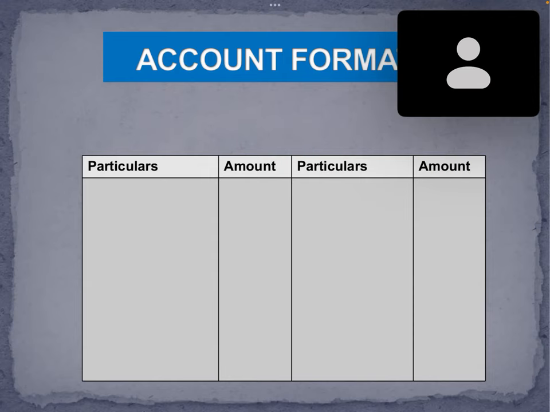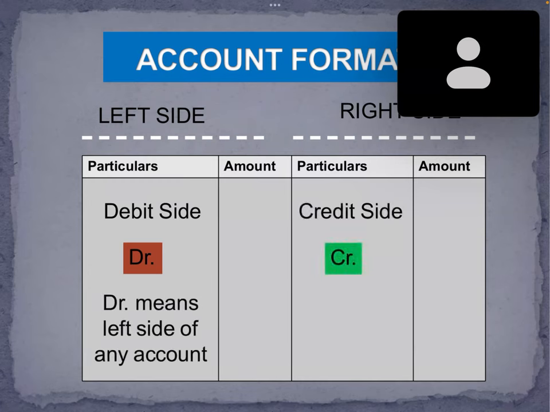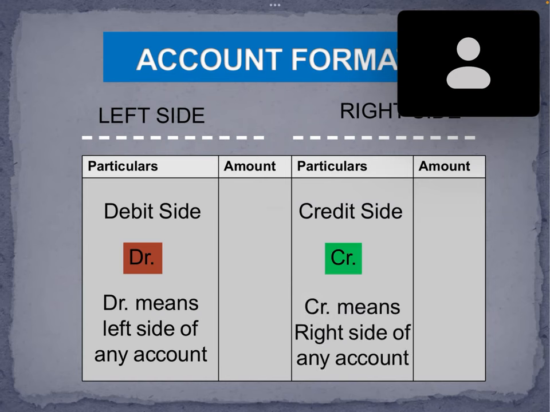And these four columns can be broadly classified into two sides. In fact, there is a left side and the right side of the account. Left side of the account is called the debit side. This is called the debit side. And debit side is indicated by DR, which is the sign that we use for the debit side. And right side of the accounting table or the format of the account is called the credit side. And credit side is basically indicated by CR. CR means the right side of any account, and DR means the left side of any account. Okay.